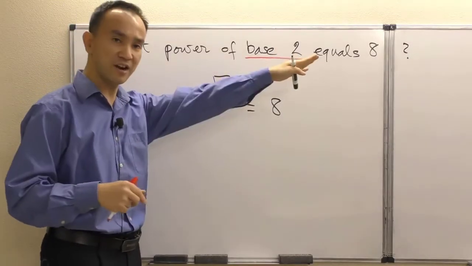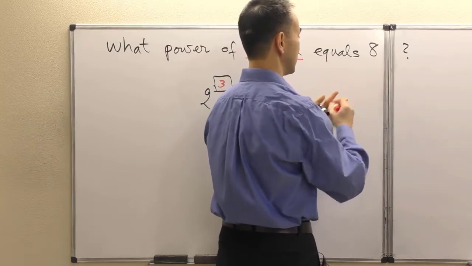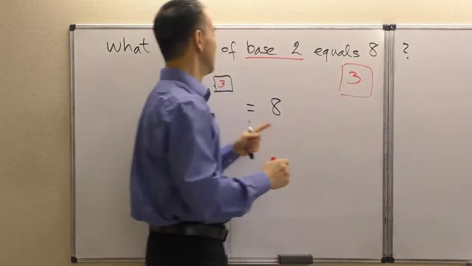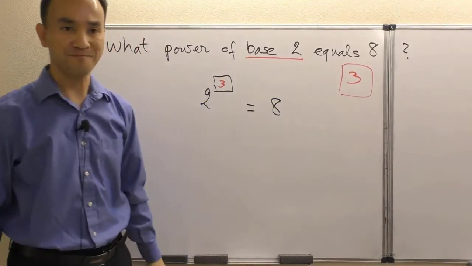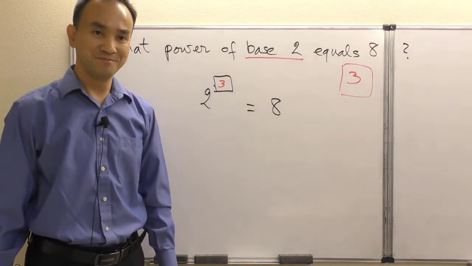And so now here's our answer. The answer for this is 3. I put that. What power of base 2 equals 8? I found the answer, 3. All right, let's try another one.